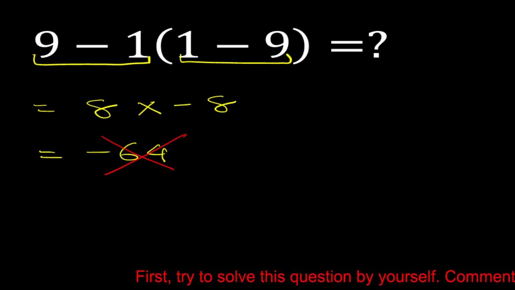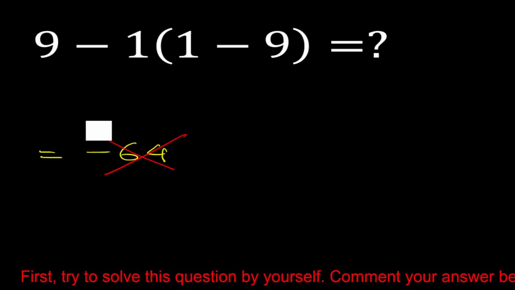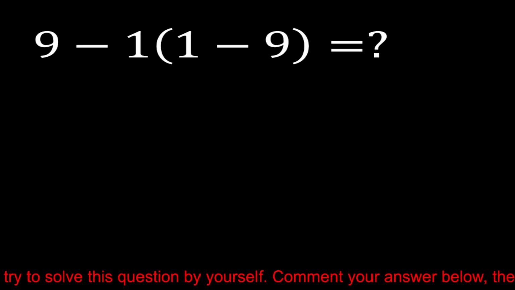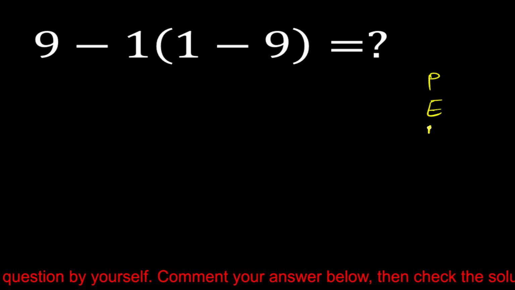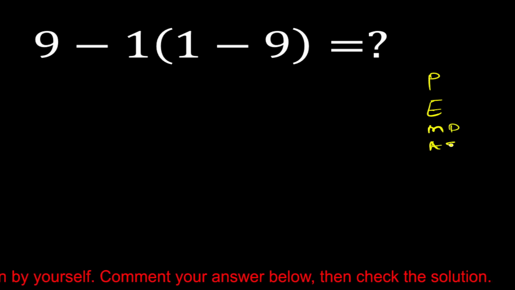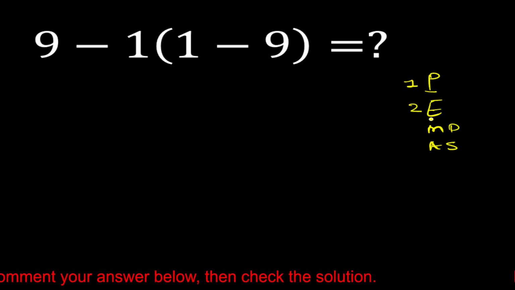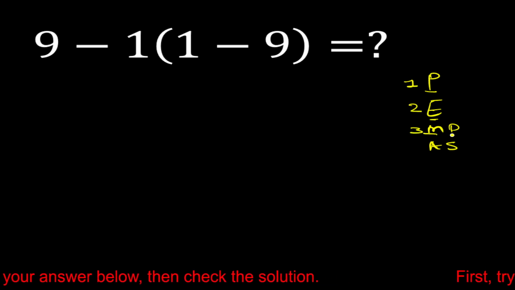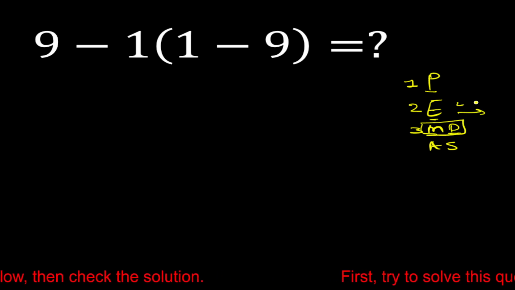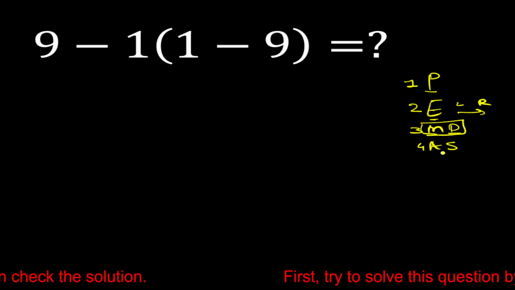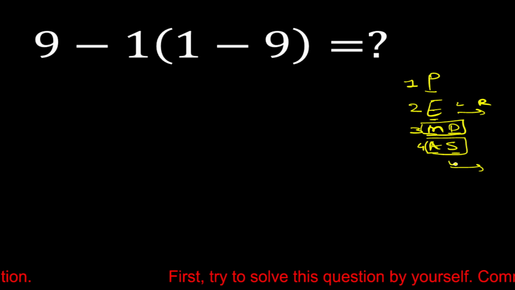So now let's solve this problem correctly by using a PEMDAS rule. Okay. PEMDAS. According to PEMDAS rule, first priority is parentheses, then second priority is exponents, then third priority is multiplication and division. Both have equal priority, so we have to solve it from left to right. Fourth and last priority is addition and subtraction. Also both have equal priority, so we have to solve it from left to right.